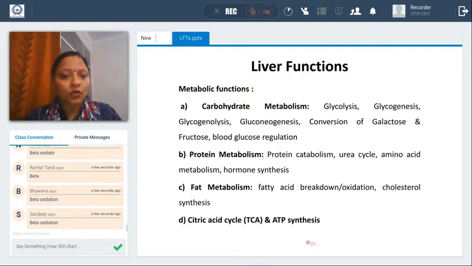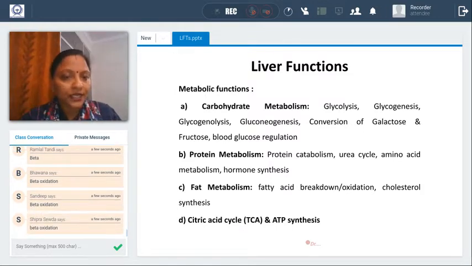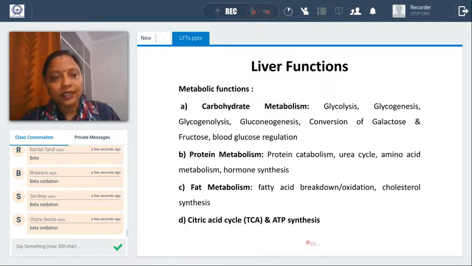Next, you all know citric acid cycle. TCA is Krebs cycle or tricarboxylic acid cycle. And another is ATP synthesis, or oxidative phosphorylation. You all know about the citric acid cycle and ATP synthesis, which is included in biological oxidation.